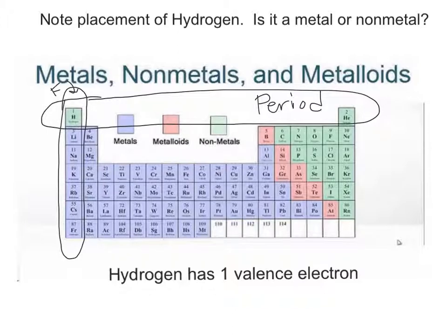So it has one valence electron because it's in the first family, and only because it has that one valence electron is it in that family. It really belongs with the other nonmetals, which are also green like hydrogen, but it's placed over there just because of its valence electrons.